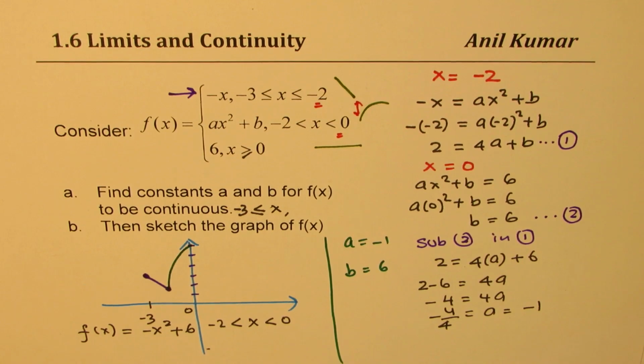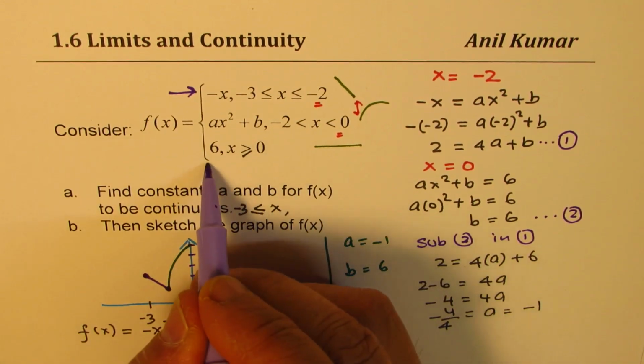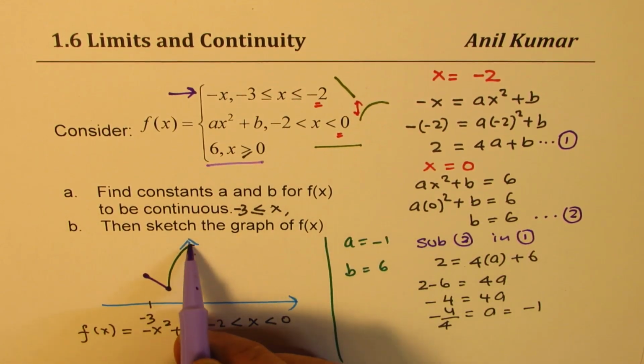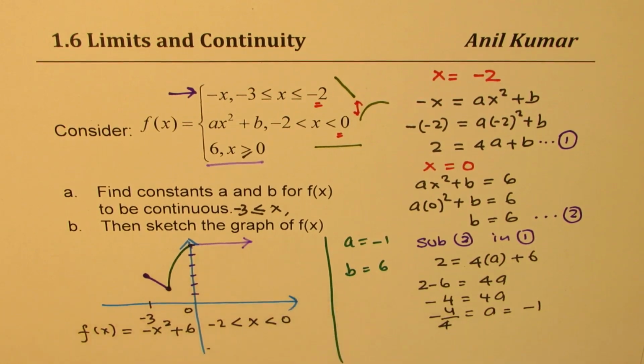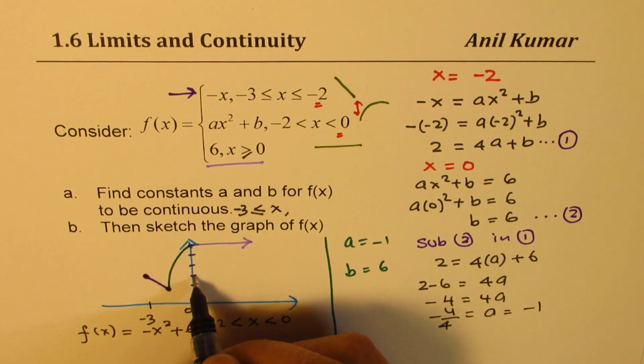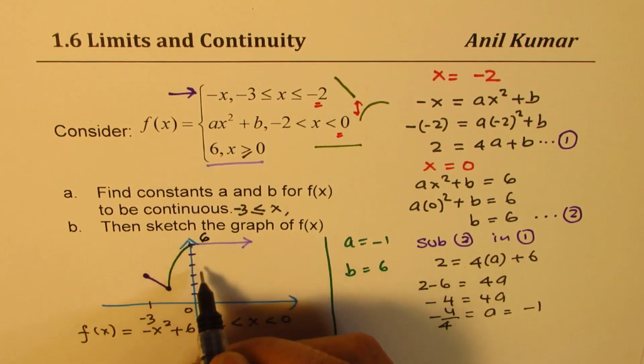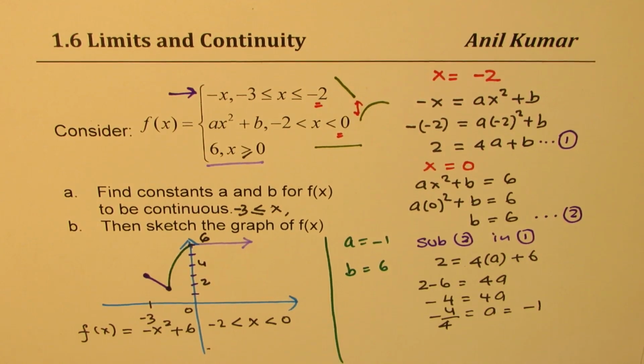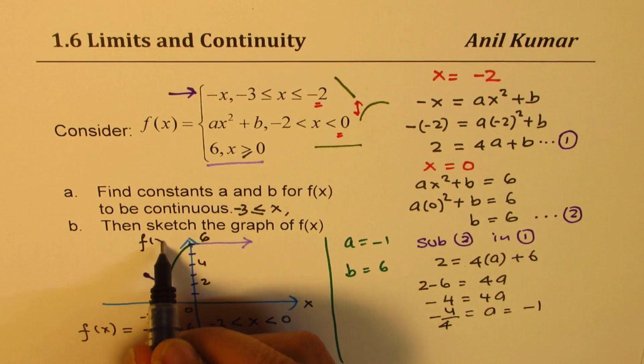And then we have the constant function 6, the third part. So it is constant and it goes like this. Do you see that? So that becomes the graph of the function. Is that clear to you, right? So that is how you could do it, right? So 1, 2, 3, 4, 5. This point is 6, right? Okay. That makes sense. That is how you could actually sketch the graph of the given function.